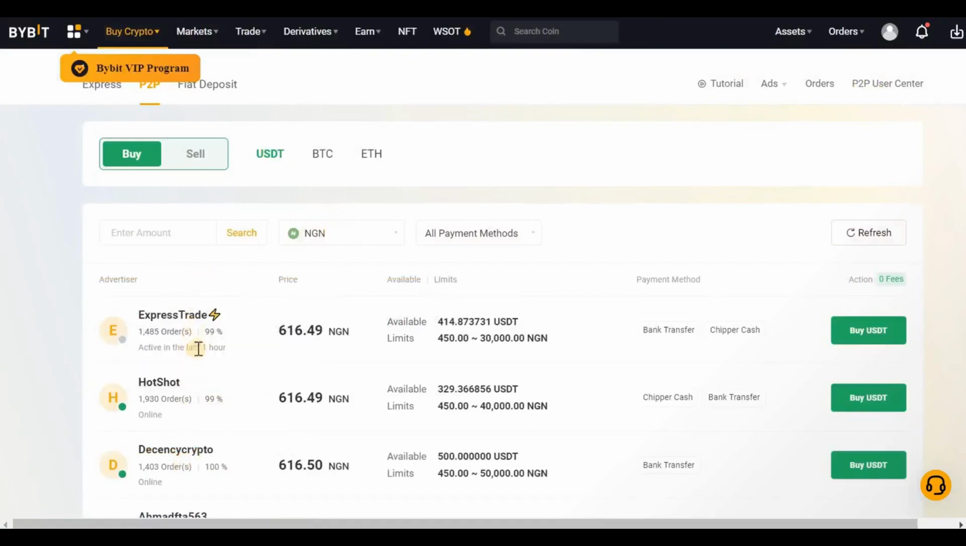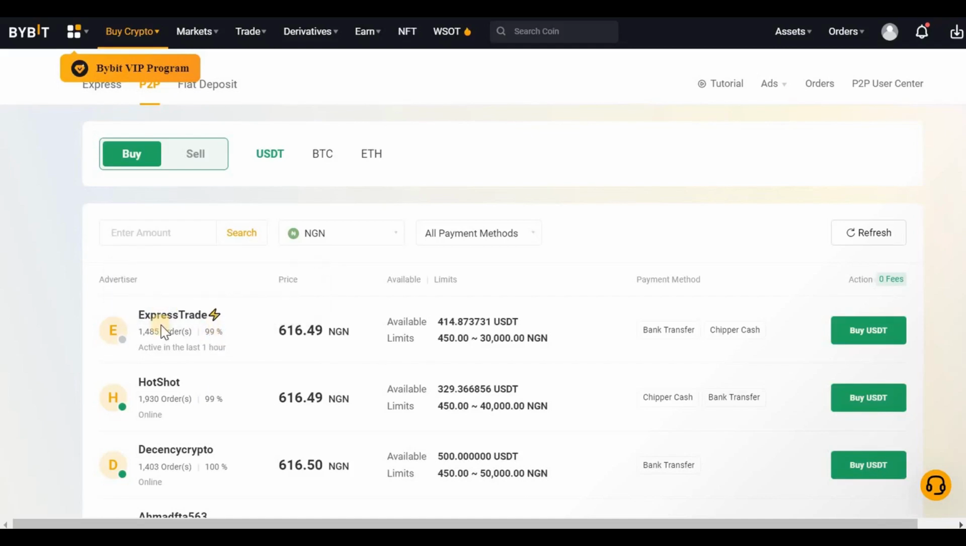These are a list of various traders with their preferred rates. Over here, as you can see, is the limit they are willing to trade. Before you select any of these P2P traders, make sure to look at their completion rate. And this percentage right here has to be more than 90% for you to have an easy transaction.